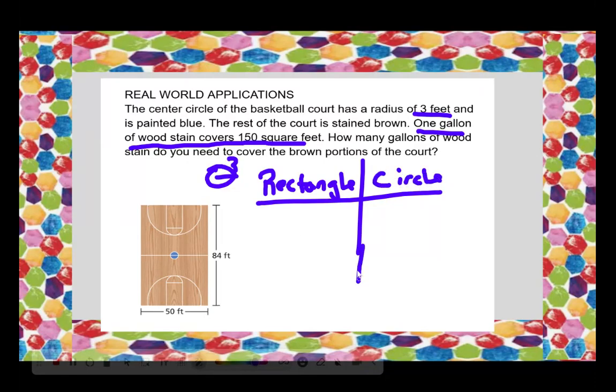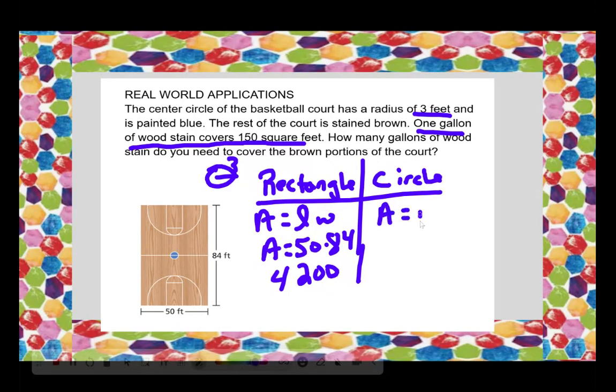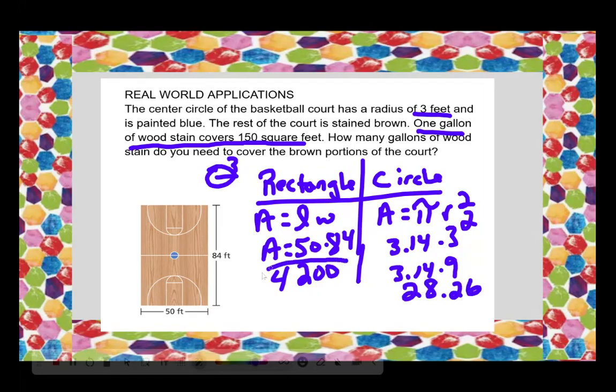So my rectangle, area equals length times width. So area equals 50 times 84. And I got 4,200. And then the circle we are going to take out. So area equals pi times radius squared. So 3.14 times 3 squared, which is 9. So 3.14 times 9 equals 28.26. So here are my two numbers.